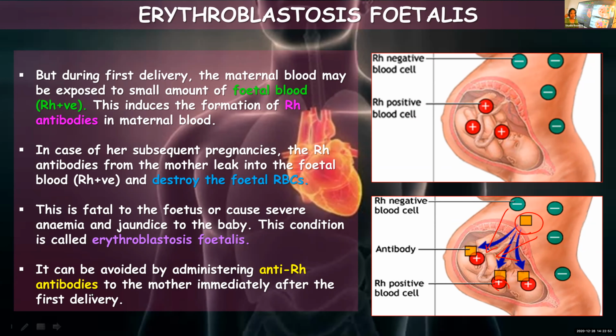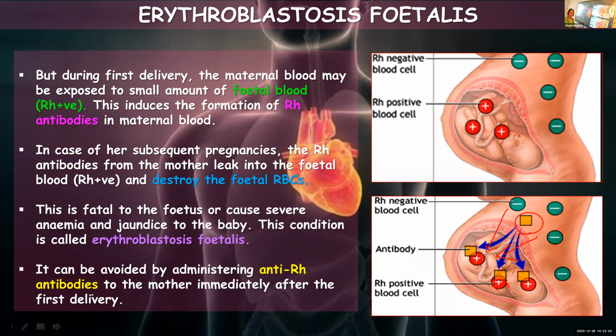Mother negative, baby positive. The mother will be negative and the baby is positive. In such a case, the first pregnancy won't be a problem. But at the time of delivery, the blood of the mother and the fetus might get mixed up, and this will result in the production of antibodies against the Rh factor in the mother's blood, and that will remain in her body.